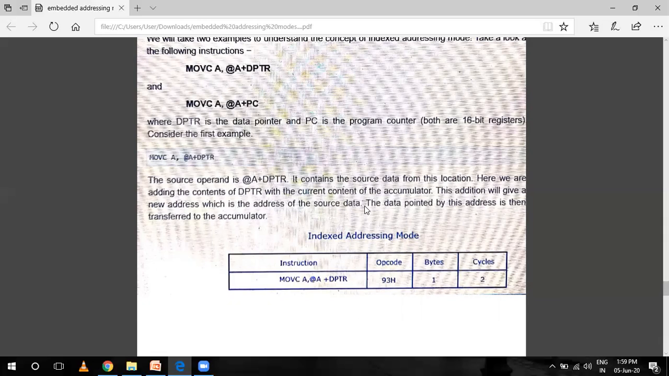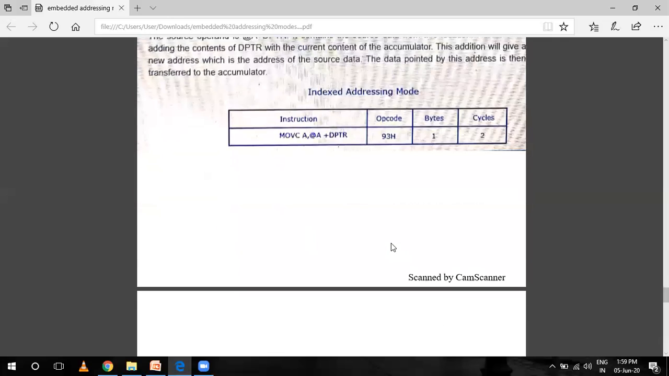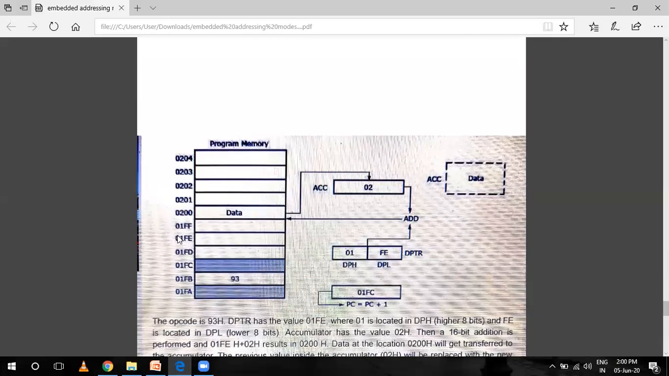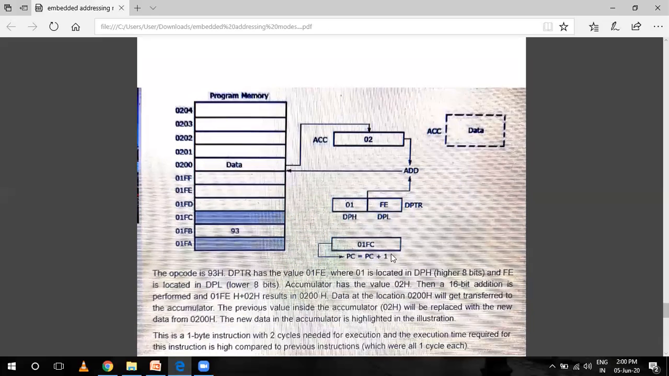Here we are also adding the content of DPTR with the current content of the accumulator, and the addition will be given as a new address, which is the address of the source data. So this is the instruction. The opcode is 93, 1 byte instruction and 2 cycles. When we take this data, we divide it into two parts of DPTR, DPH and DPL, higher and lower order, and when 01 and FE are both added, after the addition you will get the data in the accumulator, and the program counter is incremented by 1.